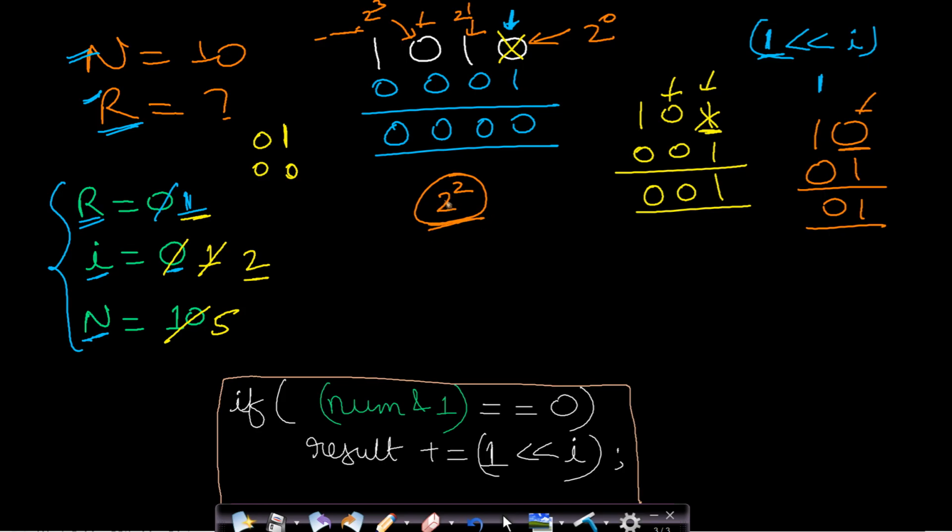Now you can either add 2 to the power 2, or what you can do is you can just left shift this one by 2 times. So left shifting this one by 2 times will convert it to 100, which is equivalent to 4, and this 2 to the power 2 is also 4. So that is why we are doing left shifting by the bit number, that is the bit we are processing. So if we do left shift 2 times, then it will be equal to 4, and your result already stored is 1. So 4 plus 1 will be equal to 5. So this result will now be updated to 5.